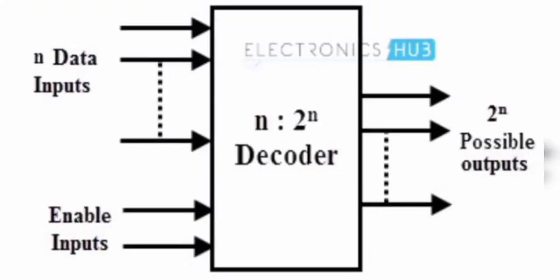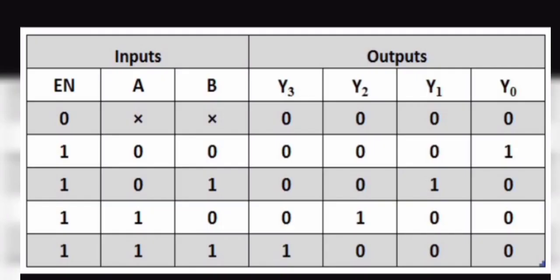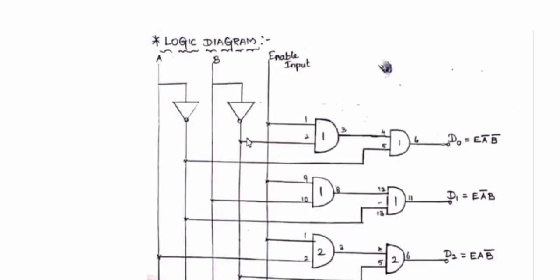It is a multiple input and multiple output logic circuit. This is the block diagram. It has n inputs and 2 to the power n possible outputs. In this experiment we are going to see about the 2 to 4 decoder. If you give 2 inputs, it will produce 4 output lines. This is the truth table. In this we have one extra input that is named the enable input. So this is the logic diagram.